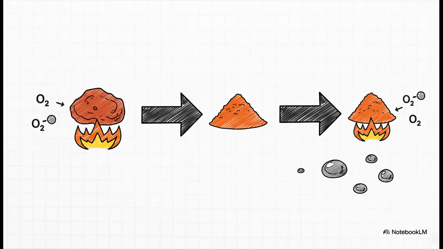Okay, now look at the reactions. Cinnabar is mercury sulfide, that's HgS. When we heat it strongly in air, the first thing that happens is that it turns into mercuric oxide, HgO.